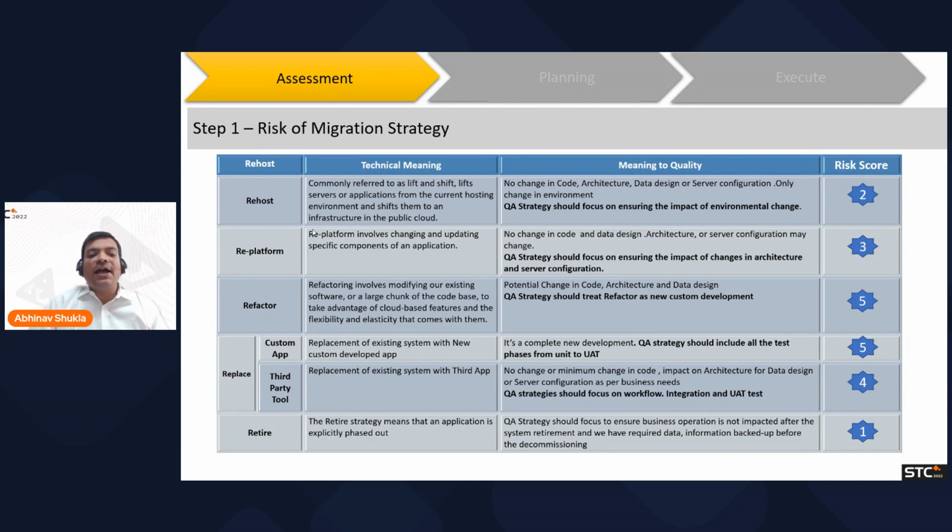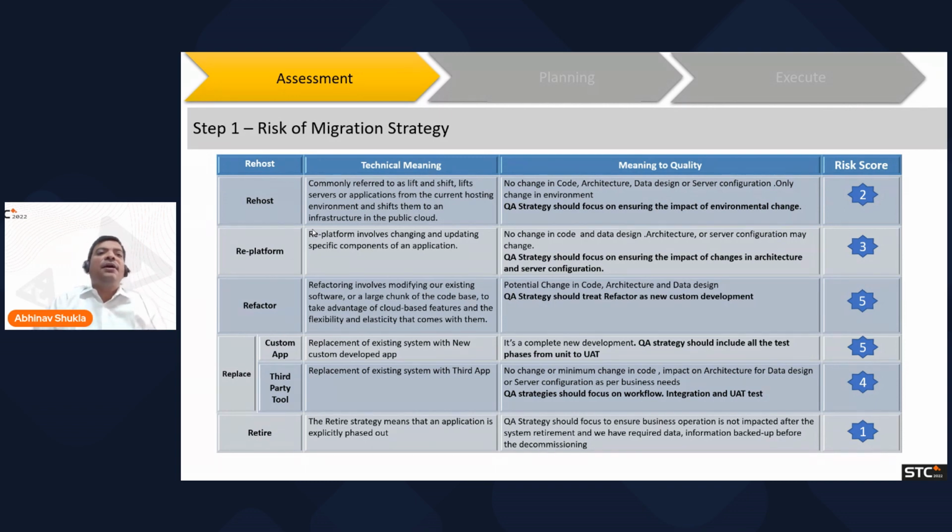And last is the retire. So we might need to plan that, okay, these kind of applications we are not going to use going ahead, and we need to retire. So what exactly does it mean to the QA team, right? We need to ensure that whatever data the application is having, and how it is connecting with the upstream and downstream systems after the application is retired, there is no impact on the business processes or the business outcome, and no information is getting lost. So that's the reason the risk score is pretty low.